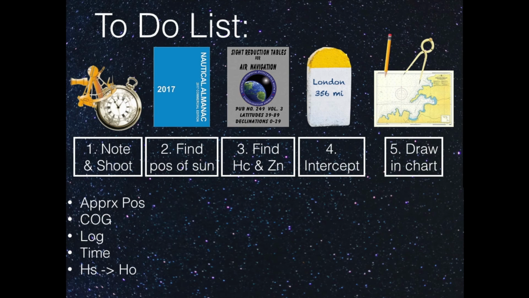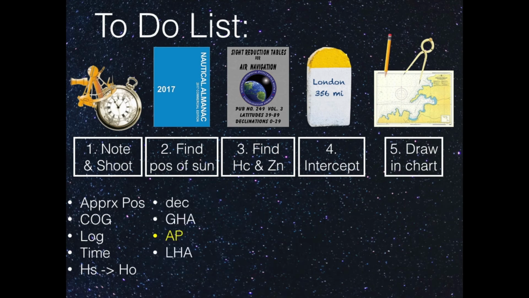You note your approximate position, you note down the course over ground, your log, the exact time, and you read off the angle you are measuring on the sextant, that is the HS, and you do some corrections I mentioned, which are found in the template later, so you get the observed altitude HO. Step 2. Find the position of the sun. This you find in the nautical almanac. What you find in the nautical almanac is the sun's position, measured in declination and Greenwich hour angle.